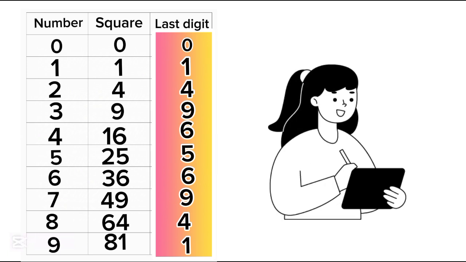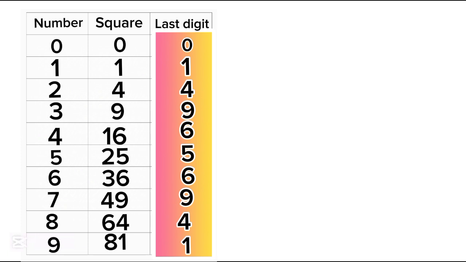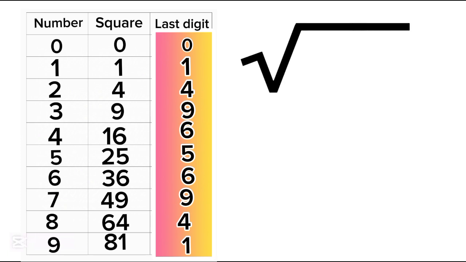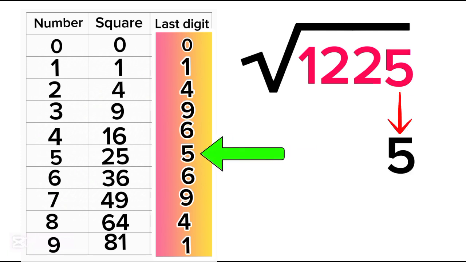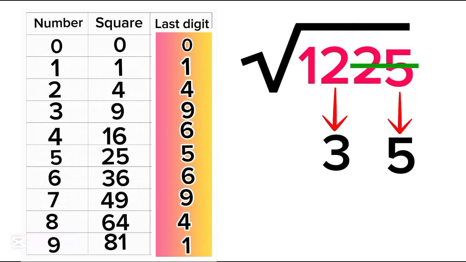Now, let's dive into a few examples. We'll start with something simple. Suppose we want to find the square root of 1225. First, we look at the last digit of 1225, it's 5. Now, check which square ends with 5, it's 5 square, so write 5 down. Next, cross out the last two digits, leaving us with 12. Now, we want to find the biggest square that's less than or equal to 12. That's 9, so 3 square, write down 3 next to the 5, and boom, we have our answer, 35.